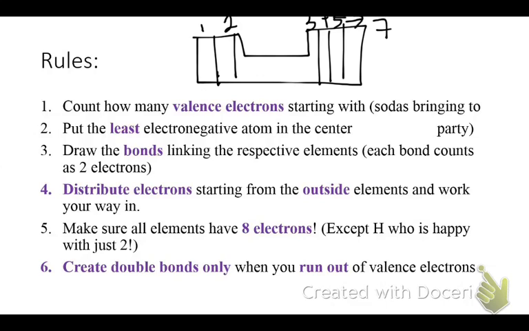Okay? And then the last step is for when you've run out of all of your electrons and some atoms still don't have 8. That's when you bring double bonds into consideration, okay? But let's go ahead. I get that this is a lot of rules, so let's just try one and see how it goes, okay?